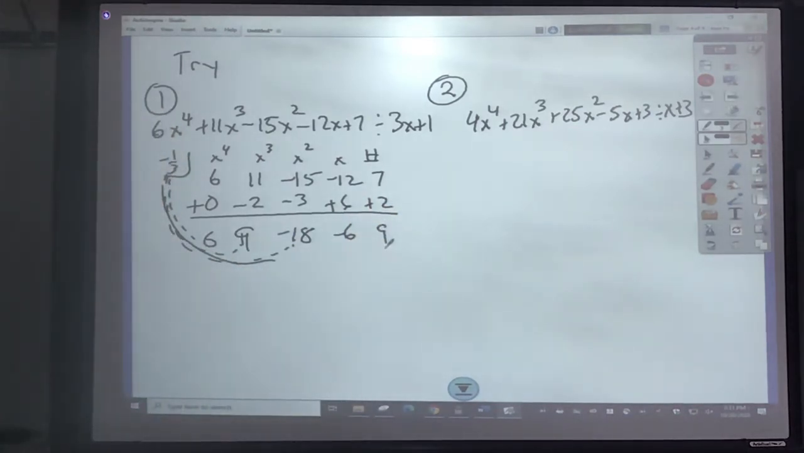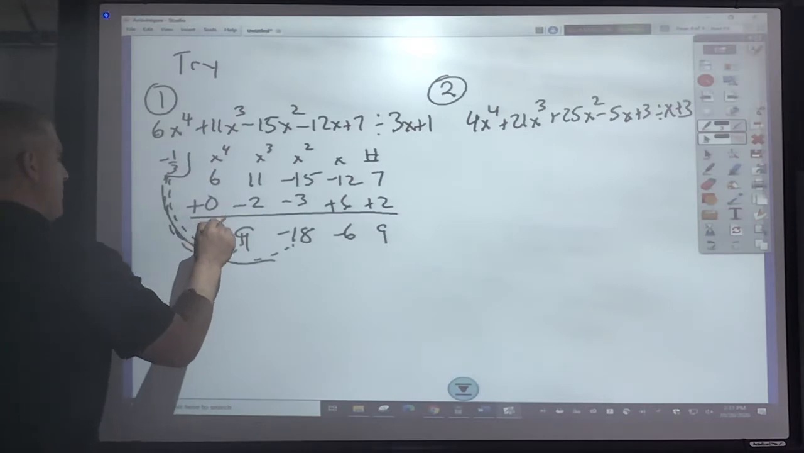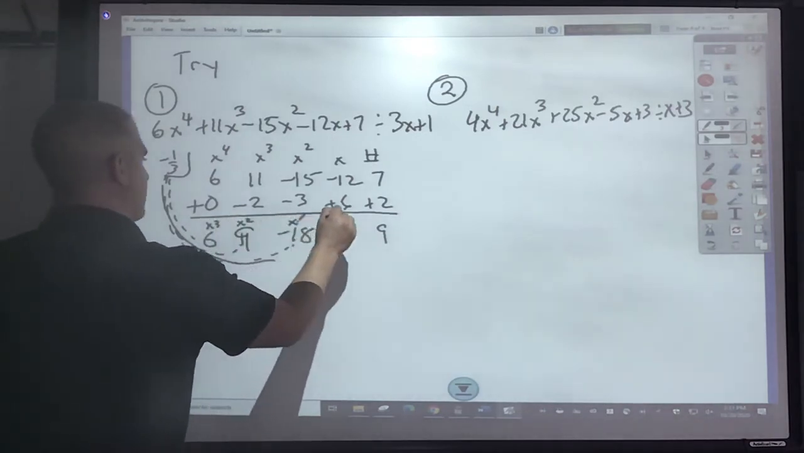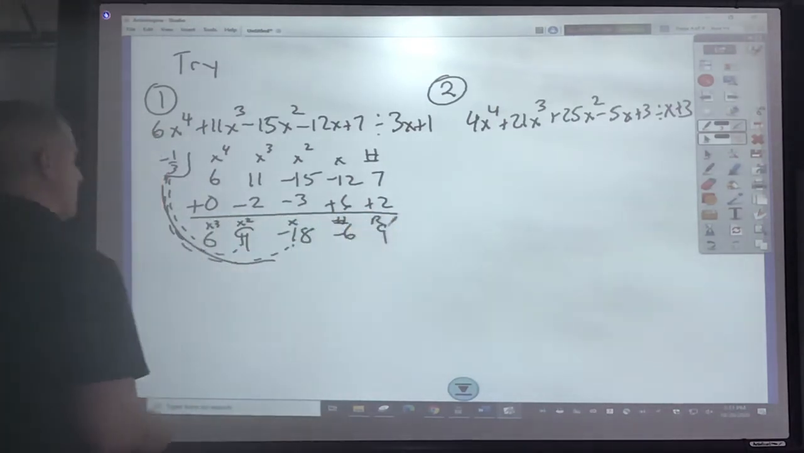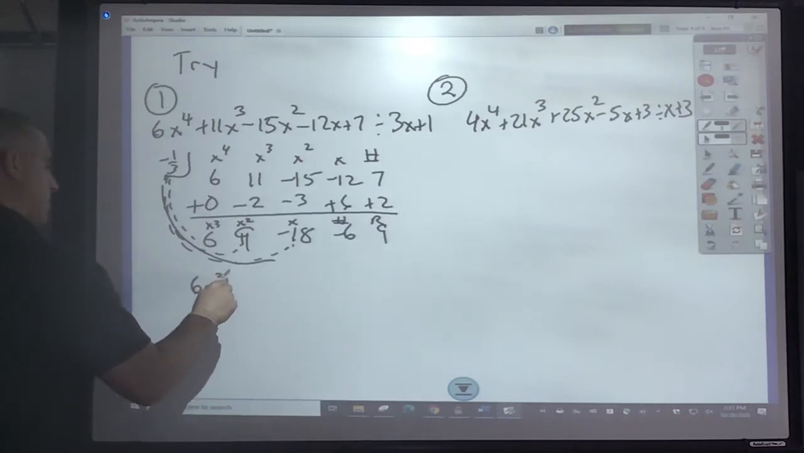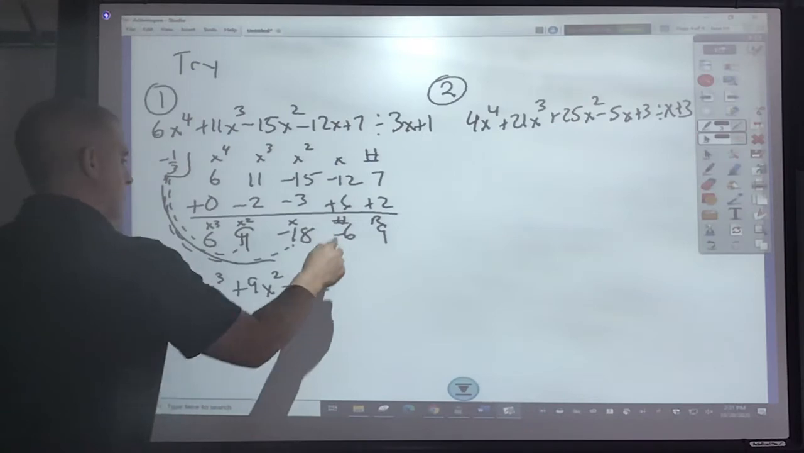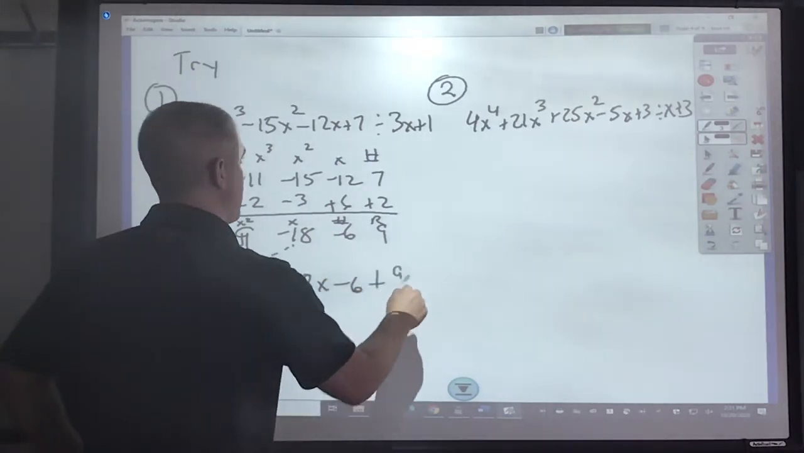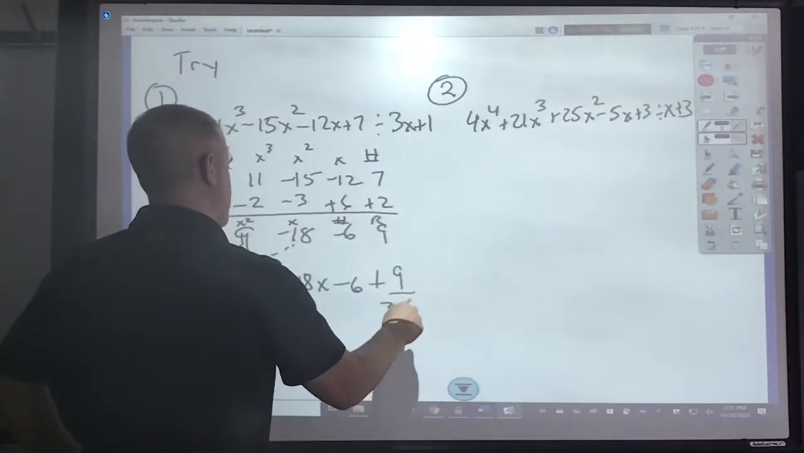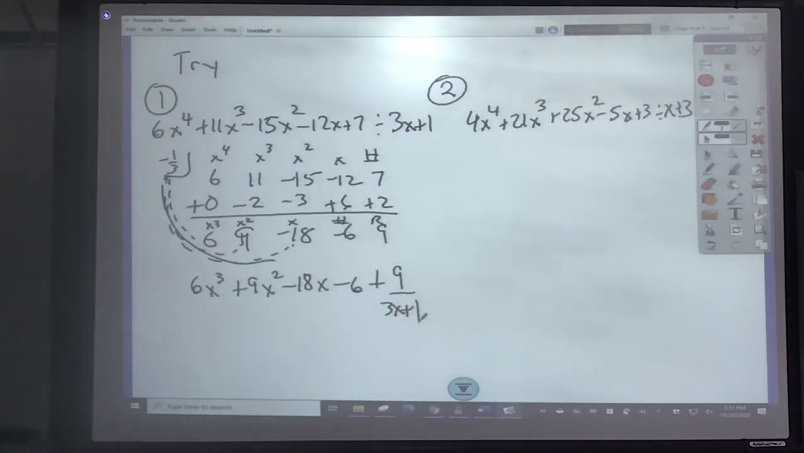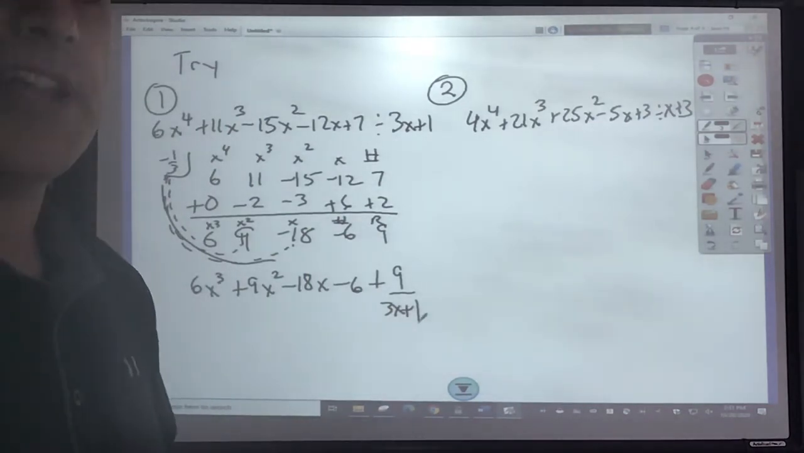Okay? All right, so what do I have? This is x to the fourth, x cubed, x squared, x, number, remainder. So I got 6x cubed plus 9x squared minus 18x minus 6 plus 9 over, what did I divide by? 3x plus 1. We also know that 3x plus 1 is not a factor.